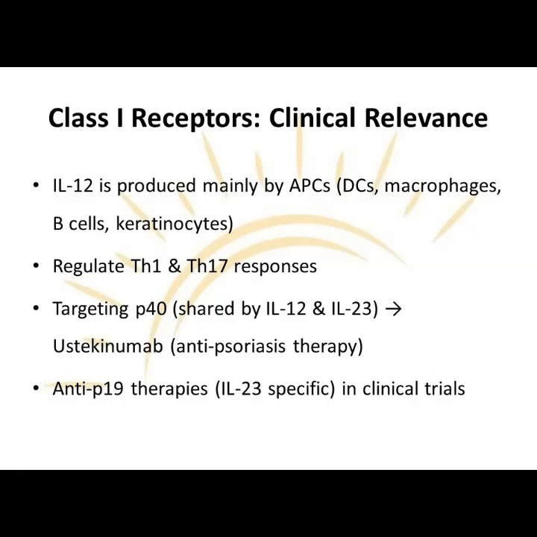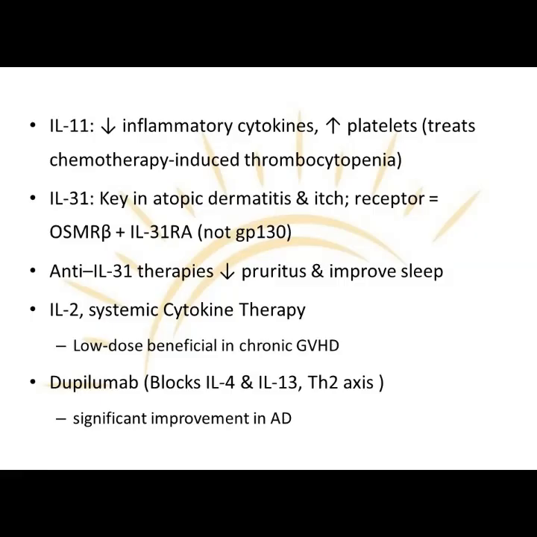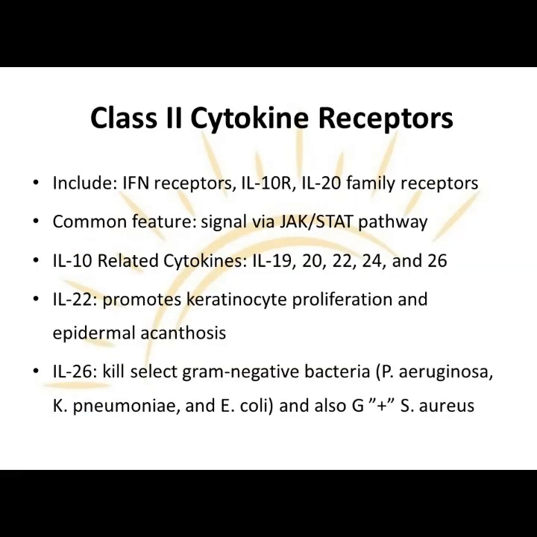Clinical relevance. IL-12 is produced mainly by antigen-presenting cells. It regulates Th1 and Th17 responses. IL-12 and IL-23 blockade with ustekinumab has proven use in anti-psoriasis therapy. IL-23 specific therapy is undergoing clinical trials. Other GP130 family members are IL-11 and IL-31. IL-11 decreases inflammatory cytokines and increases platelets, and is used in treatment of chemotherapy-induced thrombocytopenia. IL-31 contributes to itchiness in atopic dermatitis.